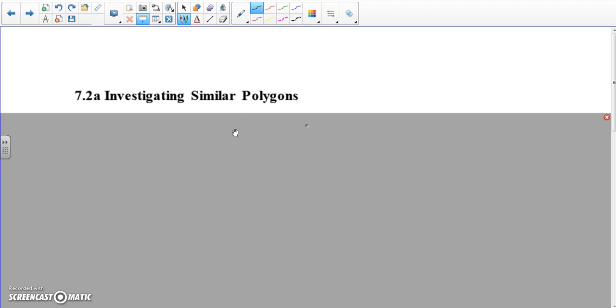Alright, so go ahead and get to our next lesson, 7.2a. In class today we talked about dilations and similarity and scale factor, and we're going to go a little bit further with that today. So, investigating similar polygons. Polygons are any sided figure: 3-sided is a triangle, 4-sided, 5-sided, 7-sided, 10-sided, as long as the sides are straight lines. So we're going to do a whole unit on polygons later.